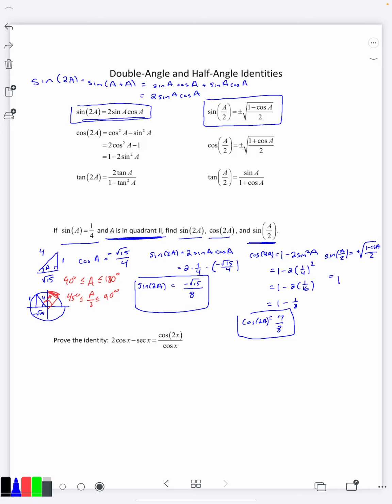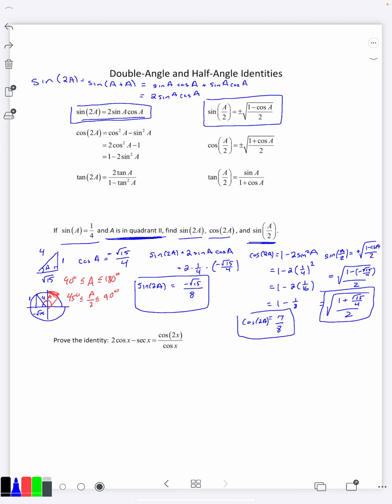And so we're going to get the square root of 1 minus the cosine, which is negative square root 15 over 4, all over 2. And I'm honestly not going to try to simplify this. There's not much you can do here. I'll just leave it as this mess. But this would be the value of sine of A over 2. Okay, so we can find double angle or half angle using the identities. And it is important at all times to keep in mind what quadrant we're working in so we know if things are positive or if they are negative. That's something that's easy to overlook.